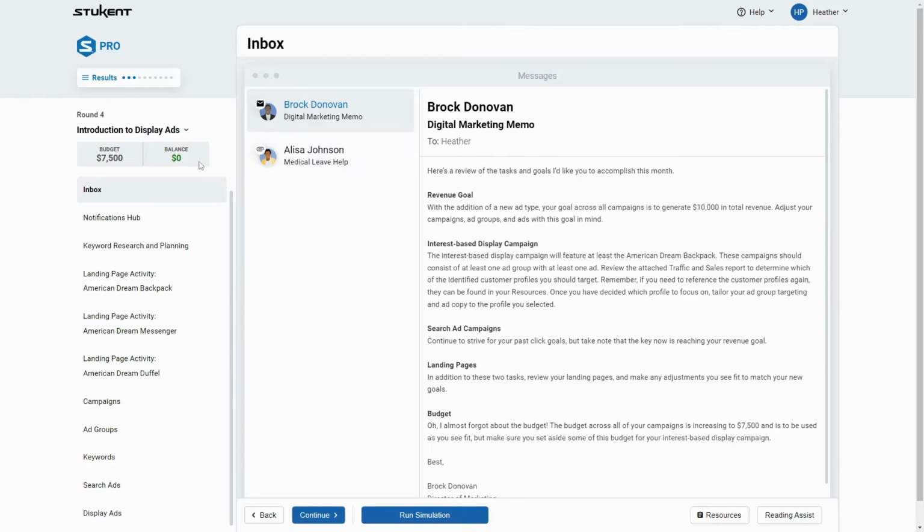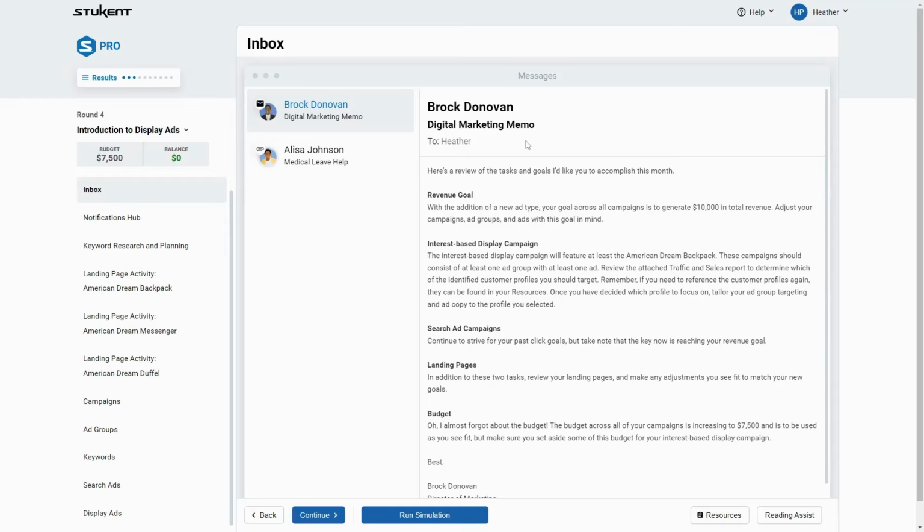All right. And you'll want to repeat this entire process that I've discussed for each ad group and campaign that you work on in this round. Good luck. Okay, so just a quick look at the actual Stukent and what we're doing in here. I've already given you an overview all about display ads, but I do want to remind you that you should still be working on your search ads as well.